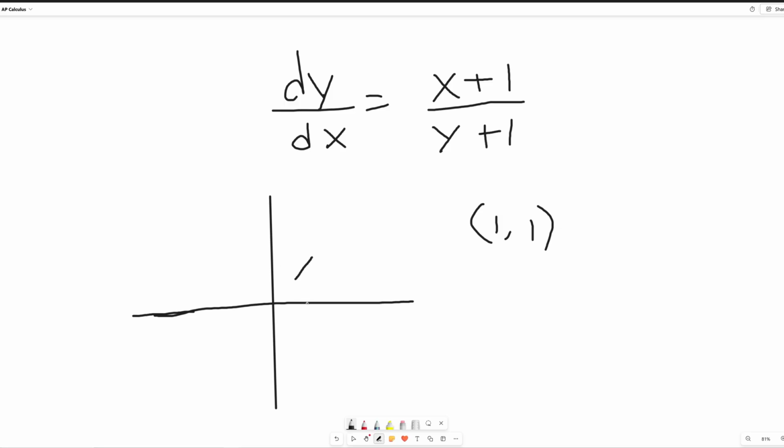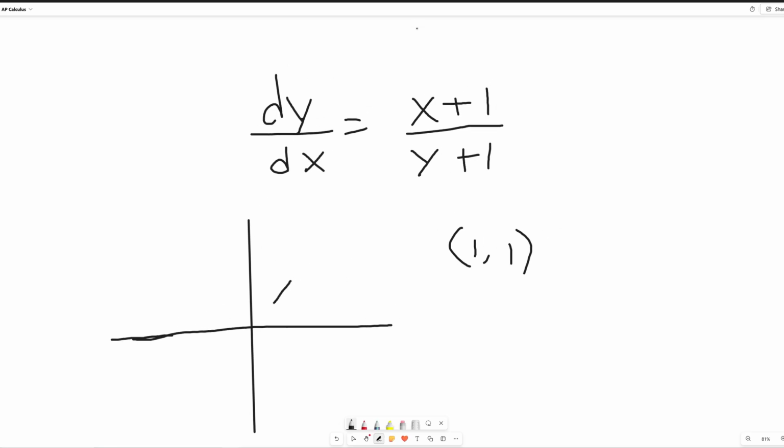Let's say at 2, 1, all right, plug 2 in for x, you get 2 plus 1 is 3. Plug 1 in for y, 1 plus 1 is 2. Then you get 3 over 2 as your slope. So at 2, 1, you're going to have a steeper slope of 3 over 2.